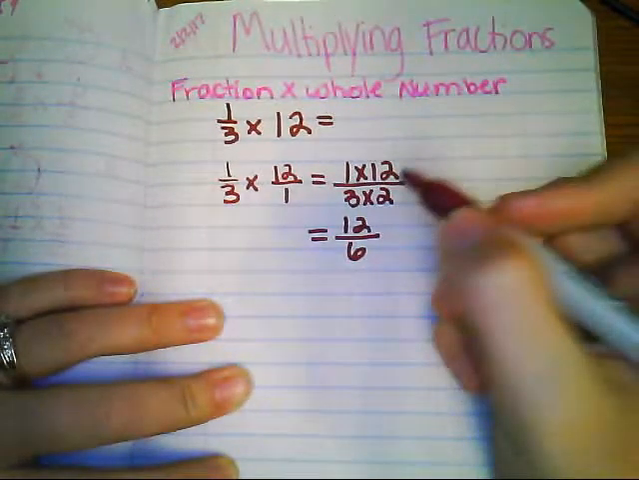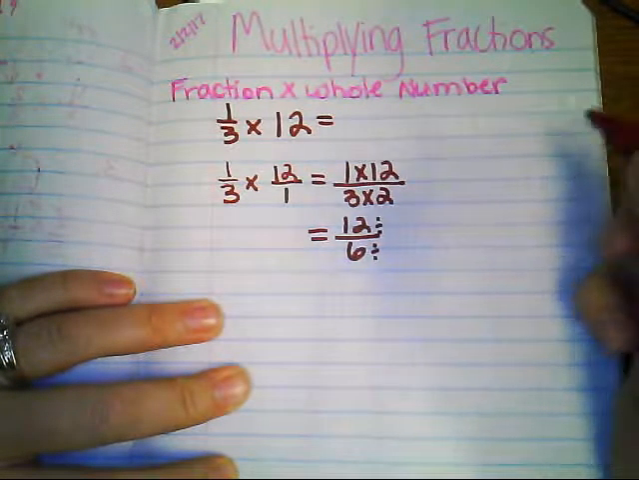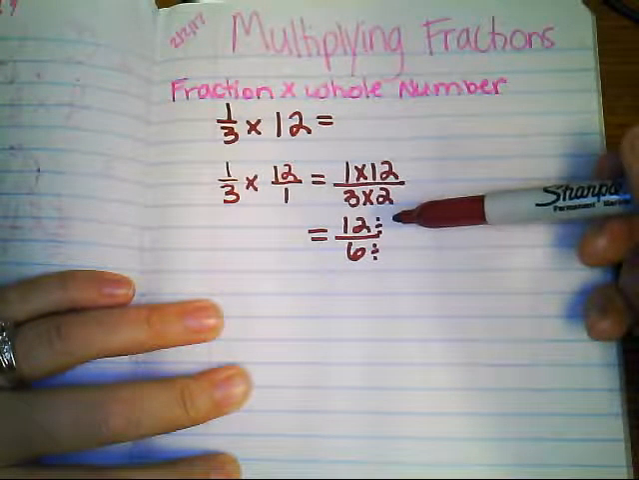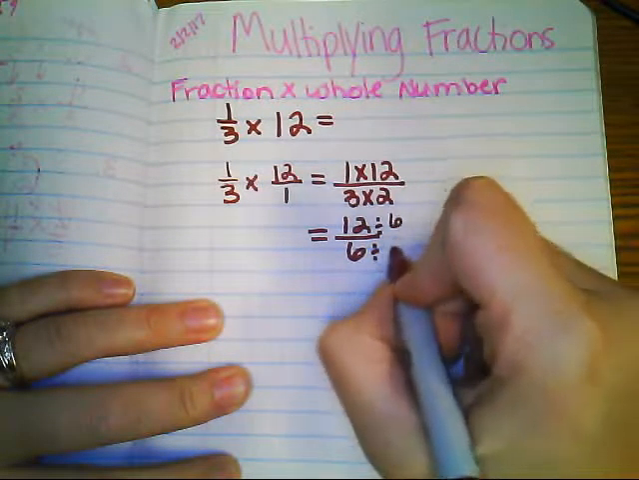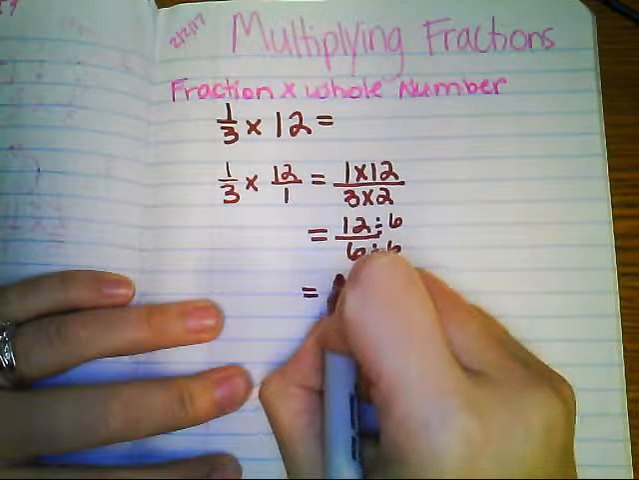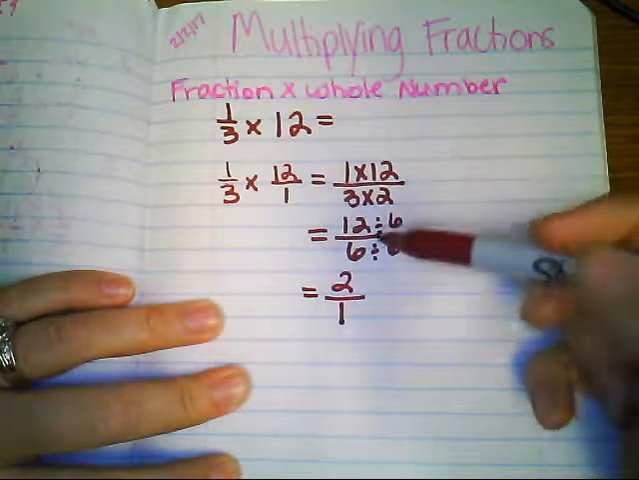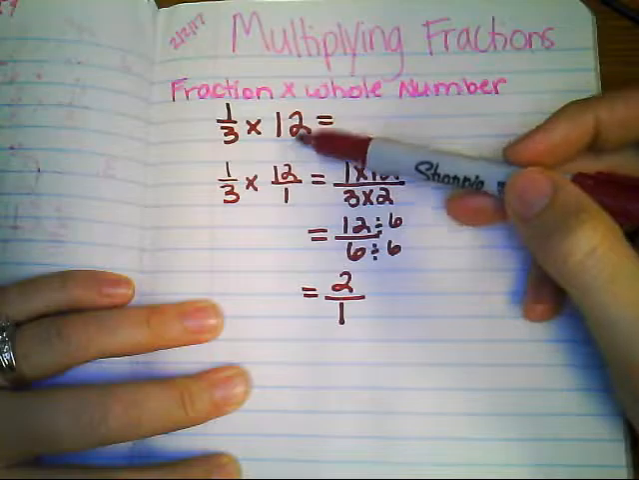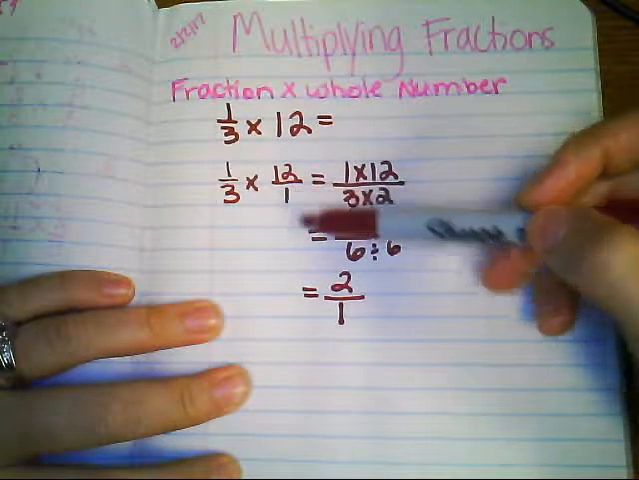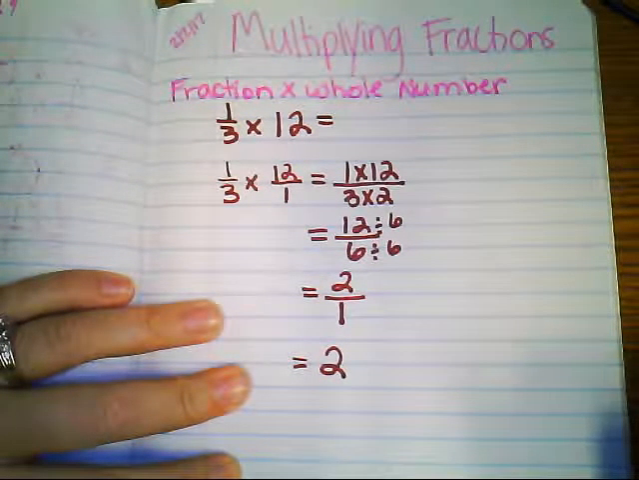So I'm going to simplify first. You could also divide first, that's your choice, but I'm going to make my numbers smaller. So I know that I can divide 6 and 12 by 6. That is a common factor. So 12 divided by 6 is 2, and 6 divided by 6 is 1. And we just learned that we can put a whole number over the number 1 and it doesn't change its value, so 2 over 1 simplified is 2.